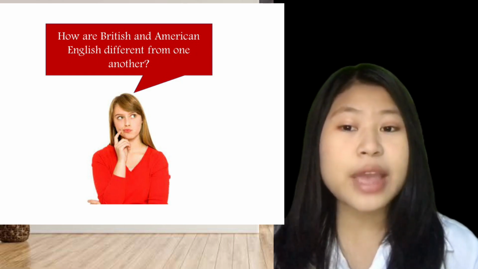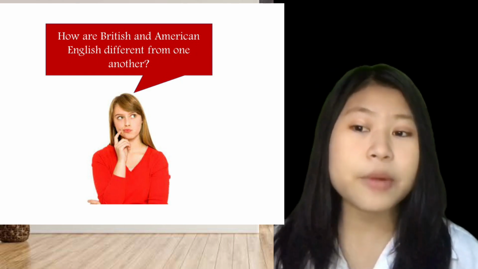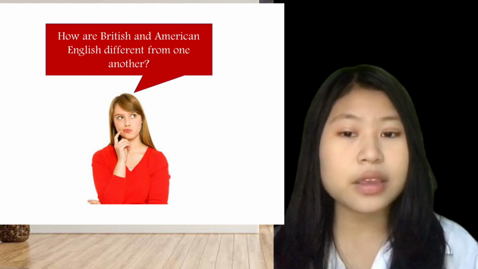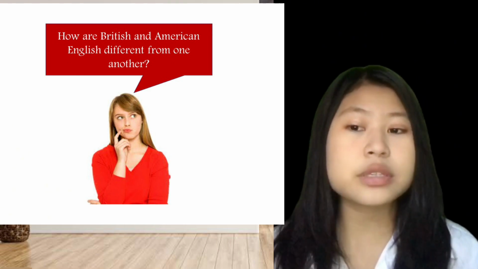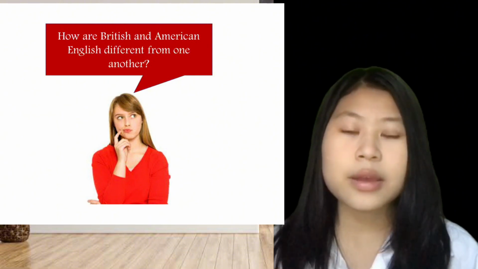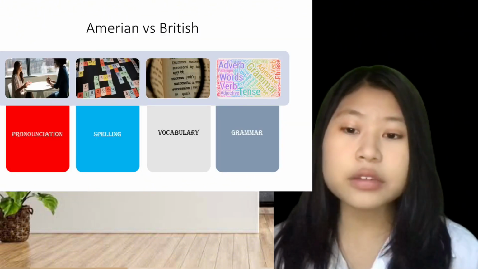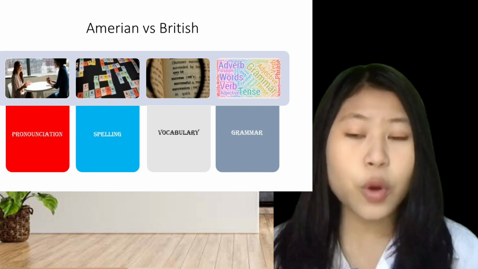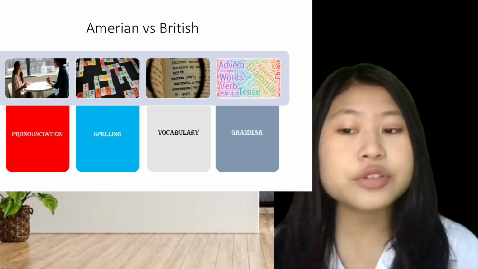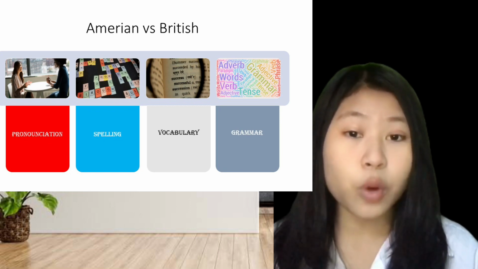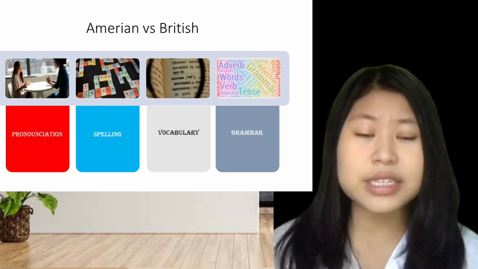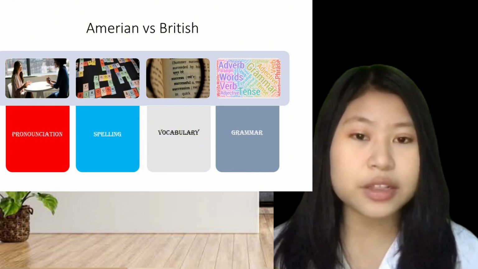Today, we're going to look at British accents versus American accents. We'll also discuss some vocabulary, spelling, and grammar that distinguish each of these dialects. There are a lot of factors that make British and American English different. The most obvious is how they pronounce the words and how they spell the words. On top of pronunciation, American English spelling differs from British English spelling.